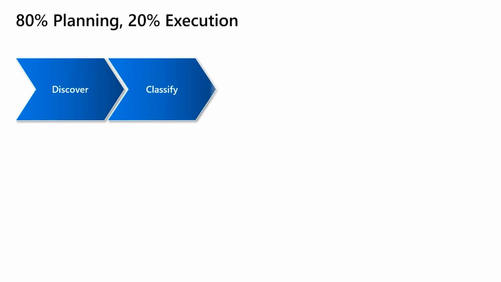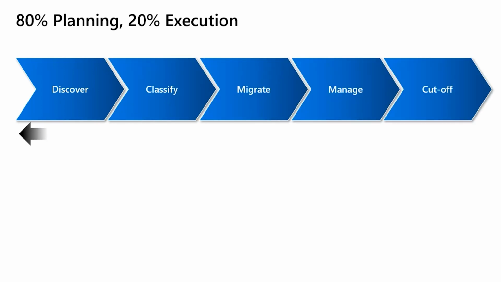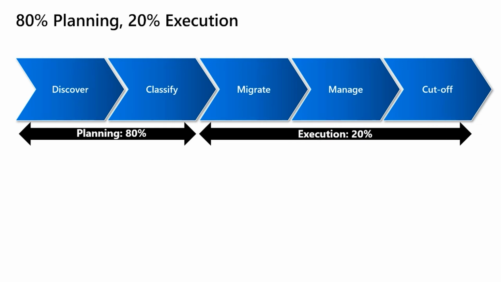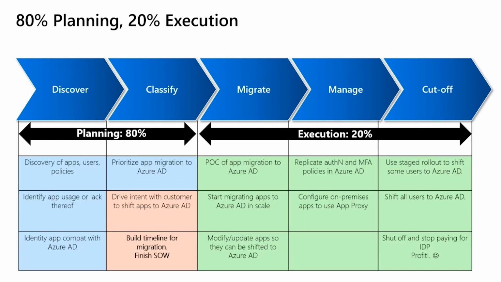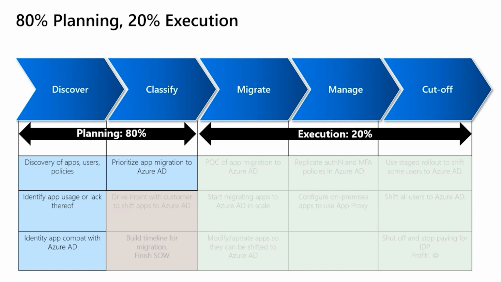So let's have a look at what are the different things that you would do in such a phase. Let's zoom into the discovery and classify piece, because that is what we call the planning piece, right? We're looking into what are the applications, we're classifying which technology to use, and if we have everything clear and written down, we can execute, we can actually migrate them. So here are a few common tasks that are part of that piece: discovery of apps, users, policy, prioritize app migration to Azure AD, identify app usage, as I mentioned, and identify the app compatibility with Azure AD.